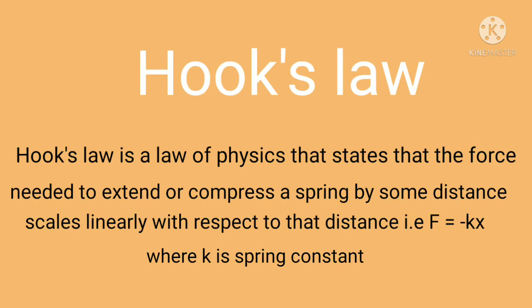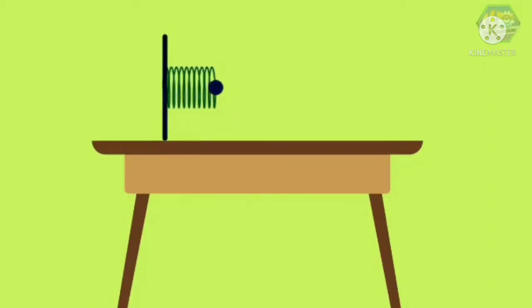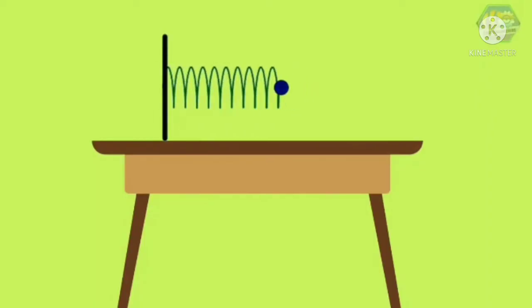Hooke's law is a law of physics that states that the force needed to extend or compress a spring by some distance scales linearly with respect to that distance, that is F is equal to minus Kx, where K is the spring constant. According to Hooke's law, the equation of a spring can be written as force equal to negative K times the displacement of the object it acts upon. The negative sign indicates that the force of the spring is always opposite to the direction of the movement of the object.